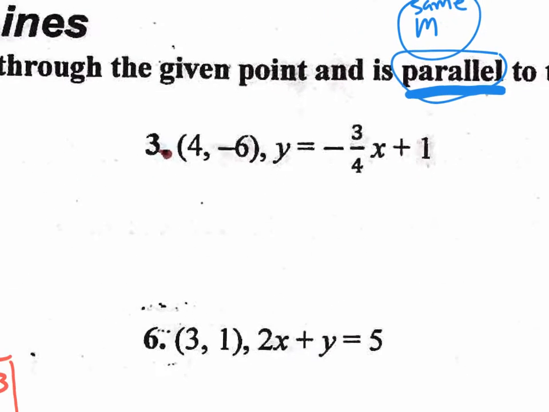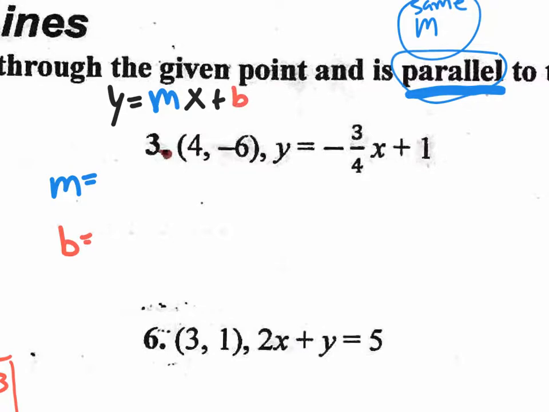Okay. So for example, let's take a look at this one. They give us a point and they give us a line that's parallel to ours, and they want us to write it in slope-intercept form. Now you need two things to write an equation in slope-intercept form. You need the m and you also need the b. If you have the m and you have the b, then you're able to write it in slope-intercept form, right? Which is, let me just write it down, y equals mx plus b.